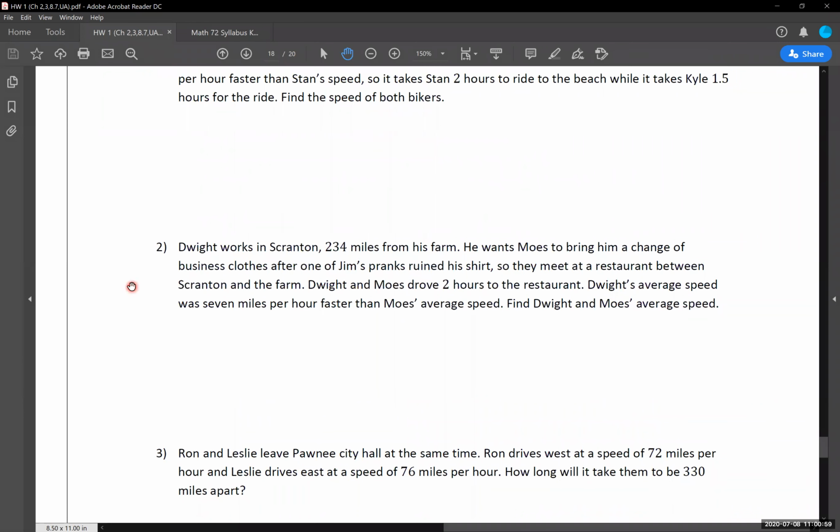So Dwight works in Scranton, 234 miles from his farm. He wants Mose to bring him a change of business clothes after one of Jim's pranks ruined his shirt. So they meet at a restaurant between Scranton and the farm. Dwight and Mose drive 2 hours to the restaurant. Dwight's average speed is 7 miles per hour faster than Mose's average speed. Find Dwight and Mose's average speed.